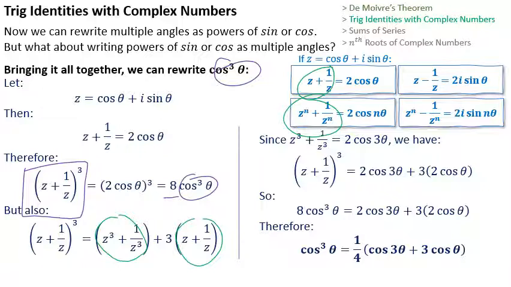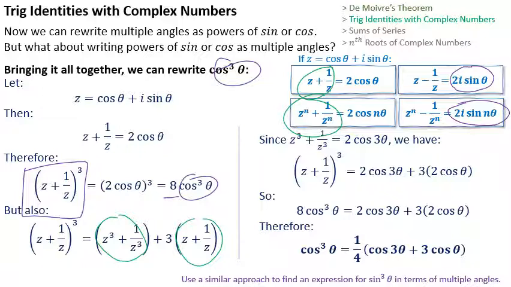Remember, there's a couple of other results here. So if you try some examples and you end up with a z minus 1 over z, or a z squared minus 1 over z squared, you don't need to panic, you just need to use sine instead of cos. But don't forget, when it comes to sine rather than cos, we've got slightly different results. We have 2i sine theta and 2i sine n theta. So watch out for the i's.